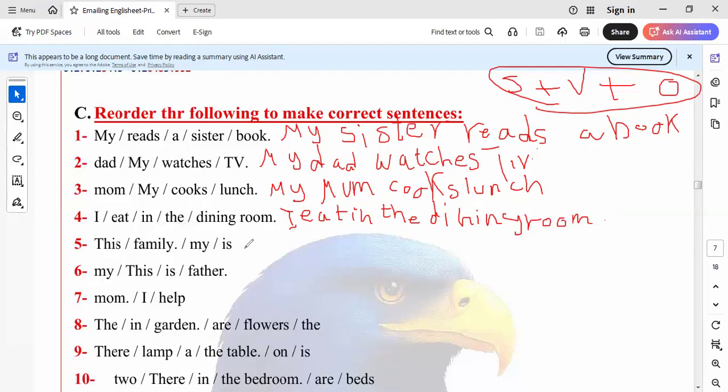This is my family. So it will be: this is my family. Okay, I think now I answered five of them. I will leave the rest to do by yourself as homework. Now we know how to apply this rule in this question: subject, verb, object. Let's continue the rest of the exercise.